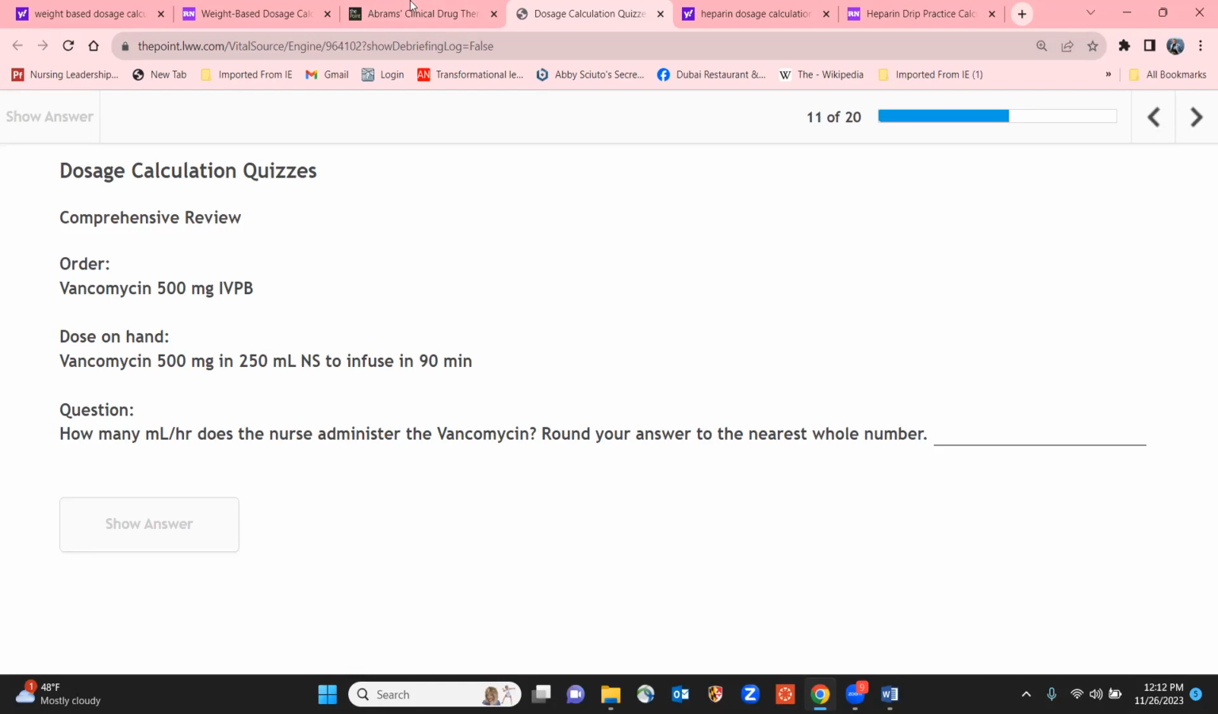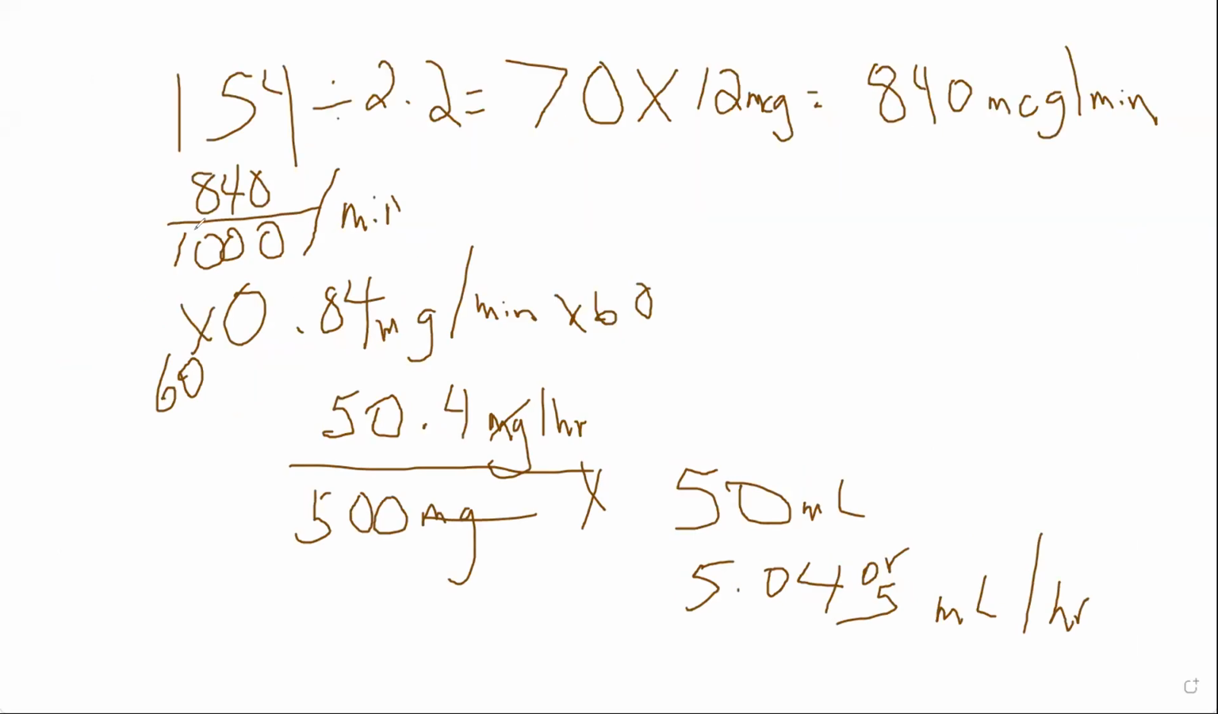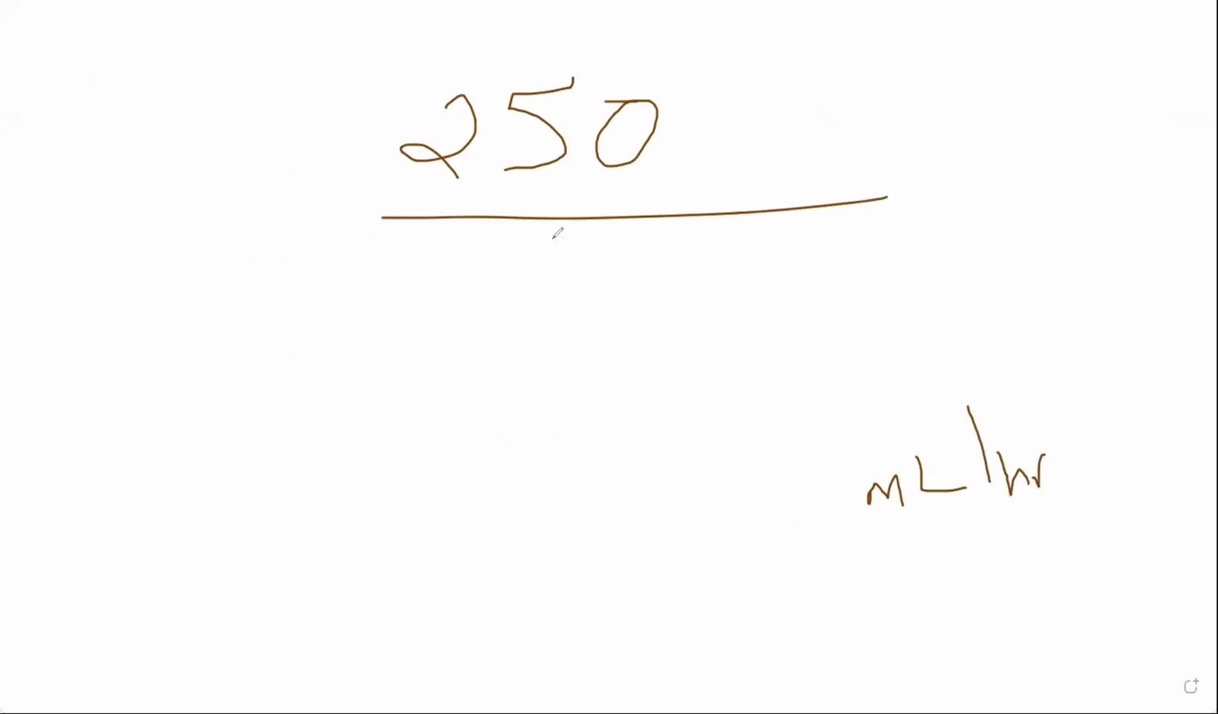So let me go to the other screen. We have a total volume here of 250, and our time is 90 minutes. Remember, for these ones it's a very simple calculation. You just need your total volume, which is 250. We don't have our time in an hourly rate, and it's asking us mLs per hour. So if your time's not in an hourly rate, then you have to convert it to an hourly rate, correct? Right. So I do it like this. Bam, done. Oh, I did it right. Okay.